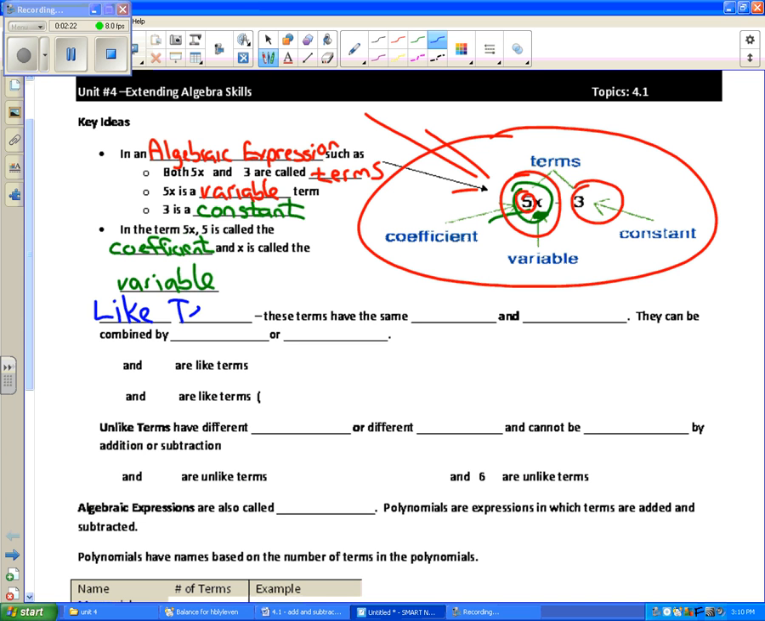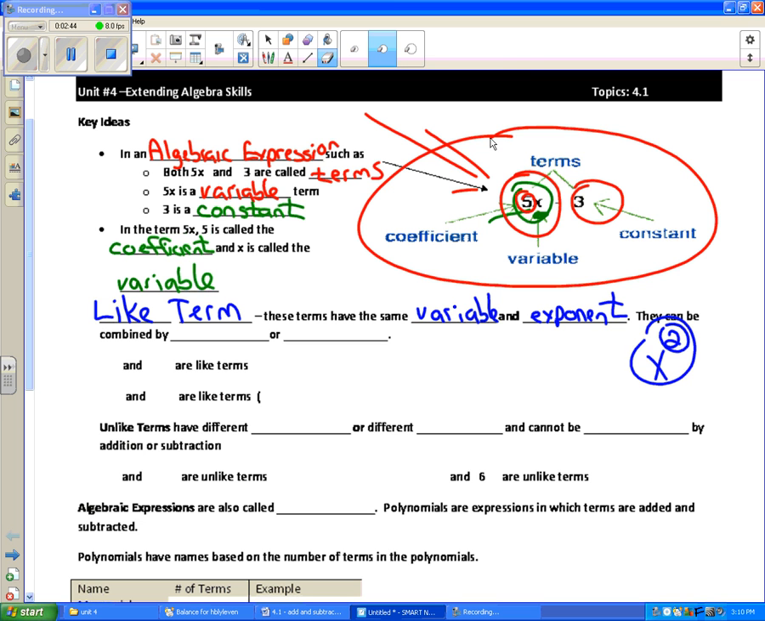Like terms. Well, these terms have the same variable and exponent. We looked at exponents in Chapter 3. Remember, an exponent would be if we had x squared, the 2 here is the exponent. Okay, they can be combined by adding or subtracting.